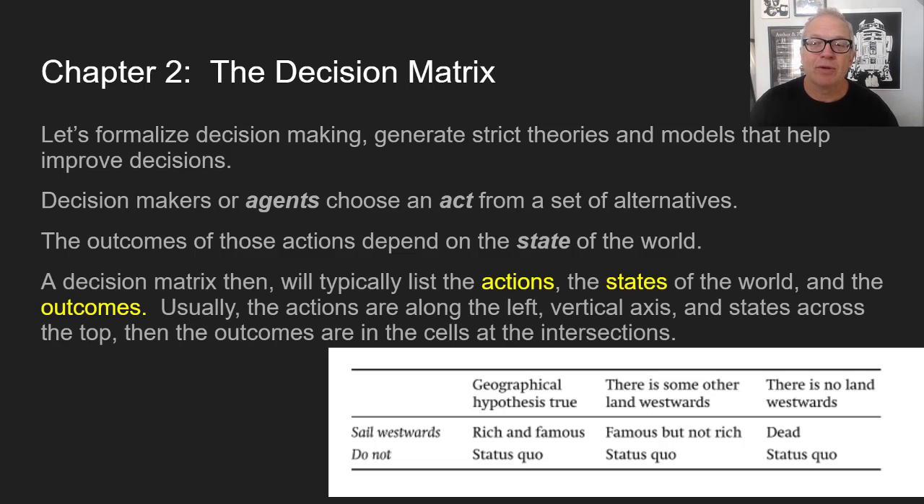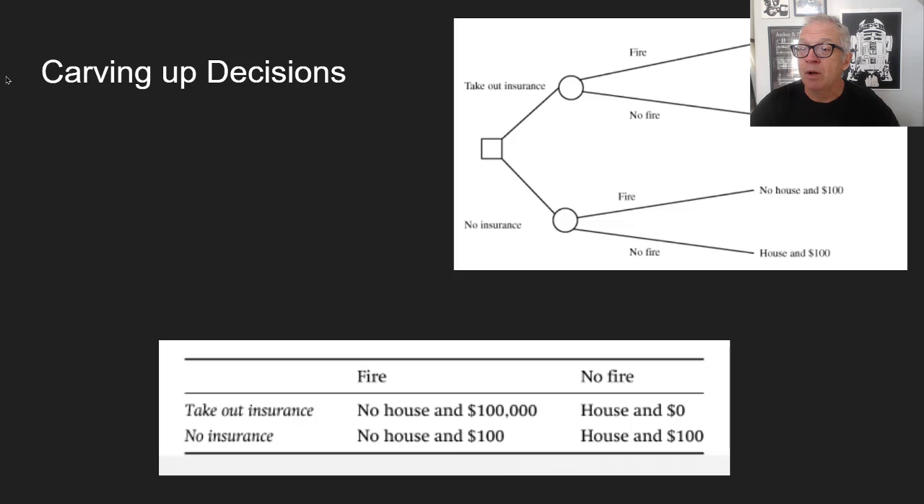So a decision matrix will typically list the actions along the left-hand column, the states of the world across the top row, and then the outcomes are the cells in the matrix. Usually the actions are along the left, the vertical axis, and states are across the top, and the outcomes are in the cells at the intersection. So we'll get used to that sort of convention, and we'll break up decisions into that kind of template. Okay, so that's Christopher Columbus's decision.